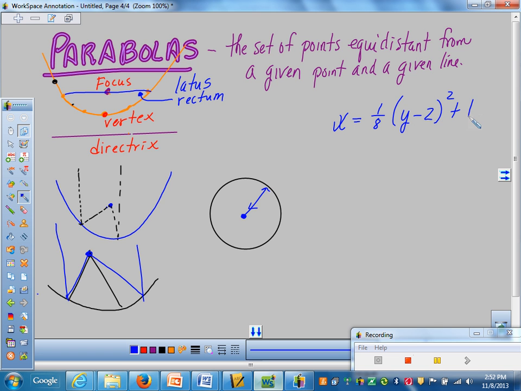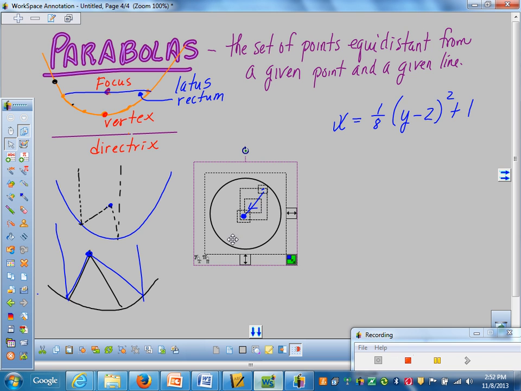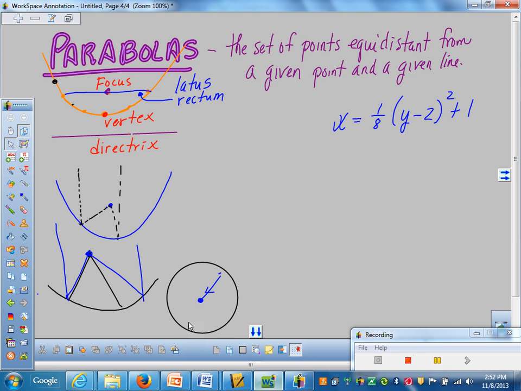Okay. I want to do one that's X equals. So what's that tell you, if this is X equals? It's going to go sideways. Since we've done lots of ones that go up and down, I want to do one that goes sideways. So it's an X equals.